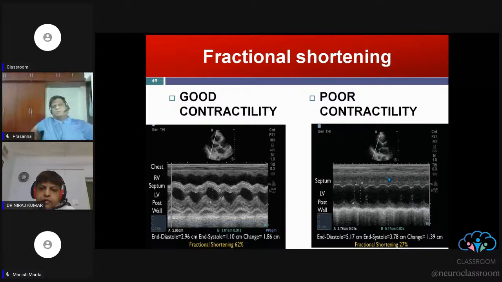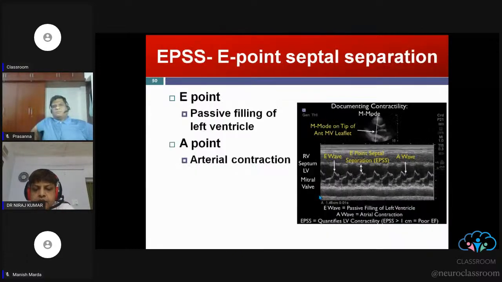Take an example of this heart. This is end diastolic, this is end systolic. There is less percentage change. So this fractional shortening is about 27%. So this is one method you can use to calculate this contractility. Then this is my favorite technique.